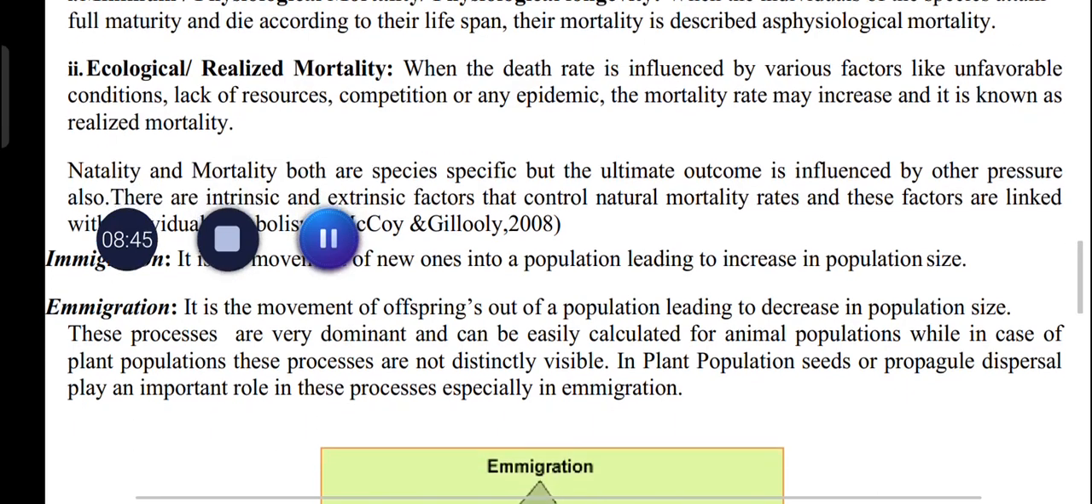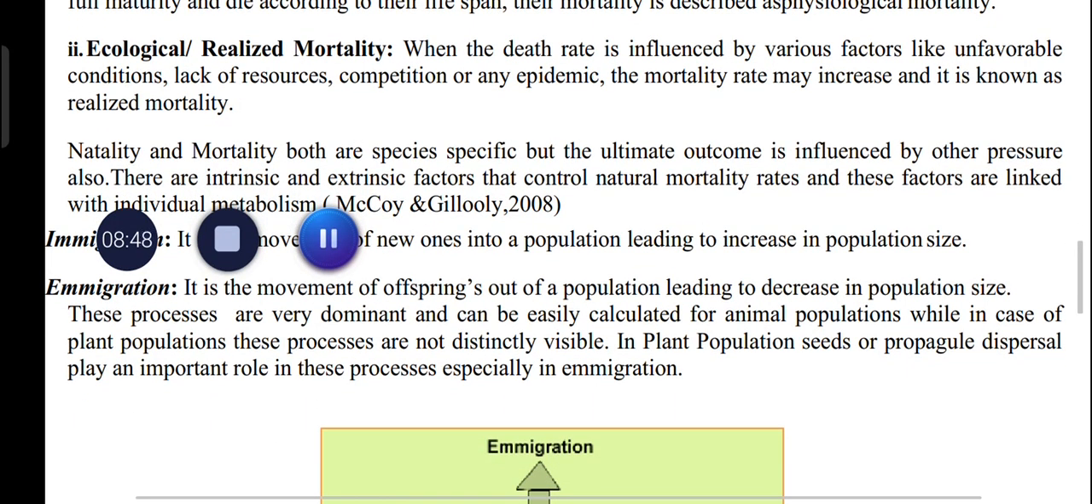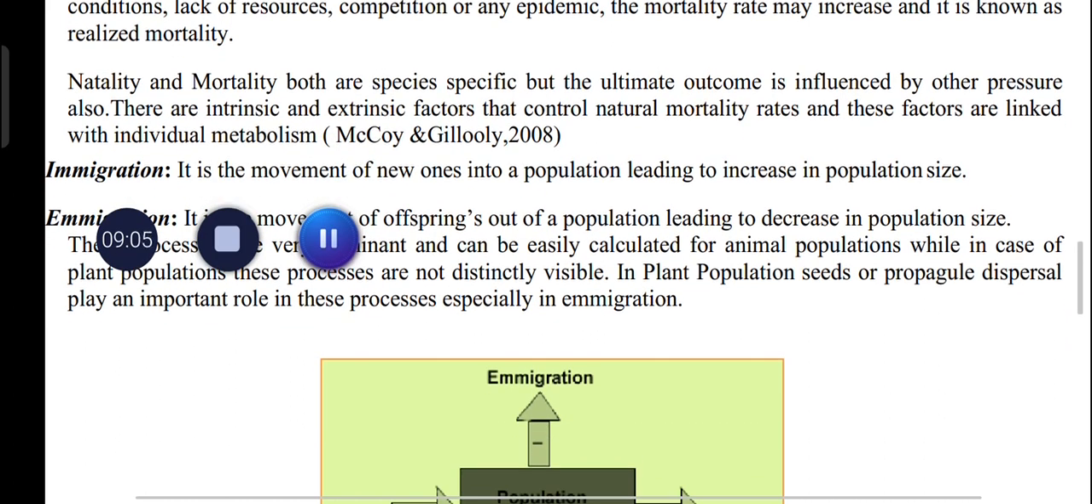Ecological mortality or realized mortality is when the death rate is influenced by various factors like unfavorable conditions, lack of resources, competition, or any epidemic. The mortality rate may increase and is known as realized mortality. Natality and mortality are both species specific, but the ultimate outcome is influenced by other pressures also. There are intrinsic and extrinsic factors that control natural mortality rates, and these factors are linked with individual metabolism.